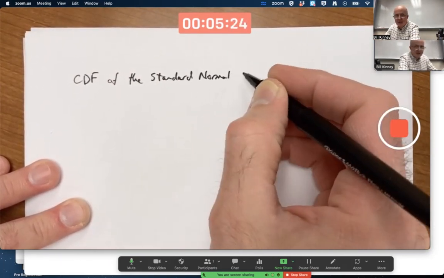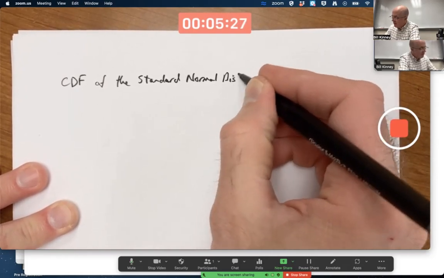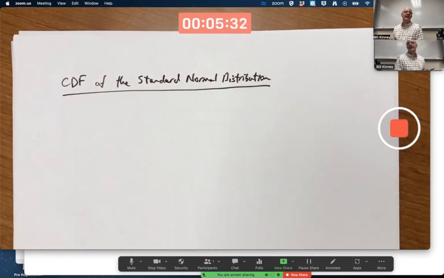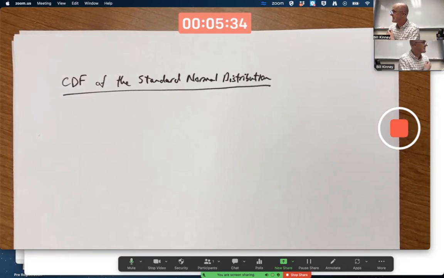Why am I picking this application? Well, for one thing, it's an important application to statistics, right? Standard normal distribution, very important in statistics. And for another thing, the CDF of the standard normal distribution is a non-elementary function. It cannot be expressed in terms of exponentials, trig functions, logarithms, polynomials in exact form with finitely many terms or finitely many compositions.